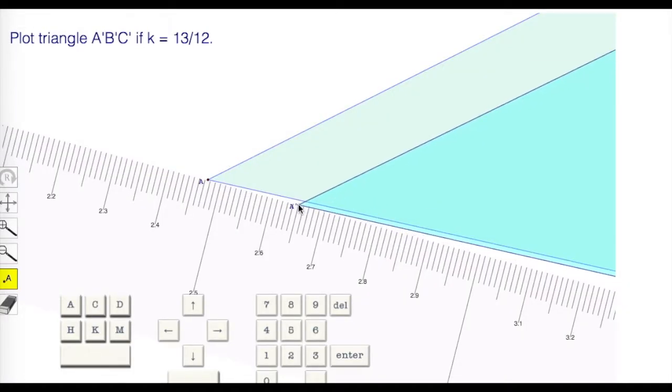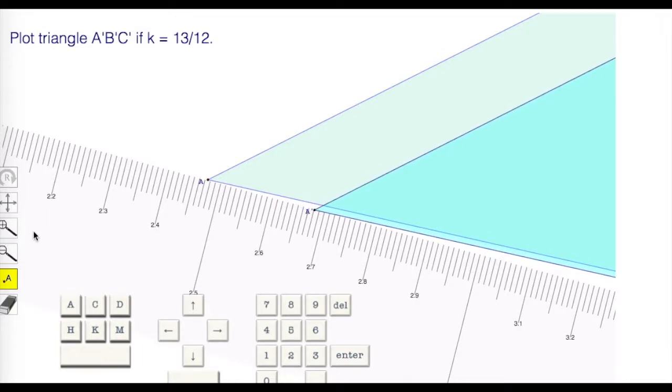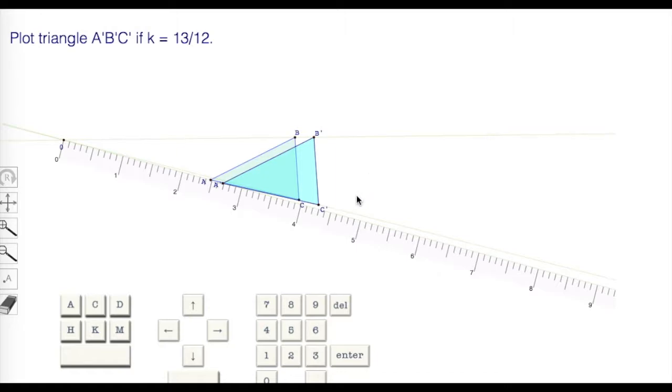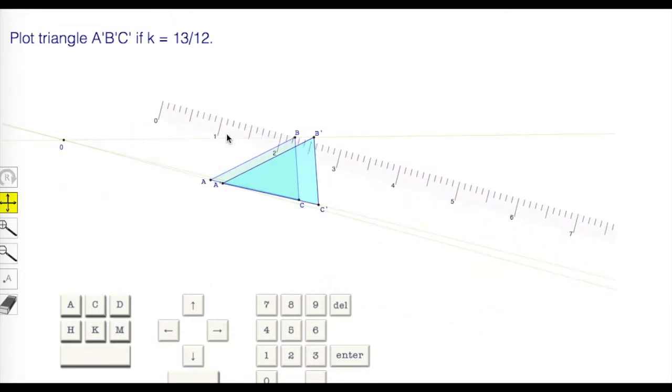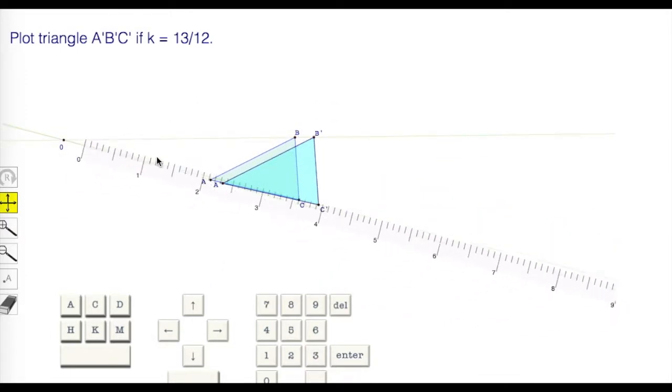2.68 right here. Let's zoom out. And we can see that these two triangles are similar. All the sides are parallel and all the angles are congruent, so it looks good. Notice that the sides are parallel. Notice that as we move this ruler, it stays parallel. So we can use this ruler as a parallel device.